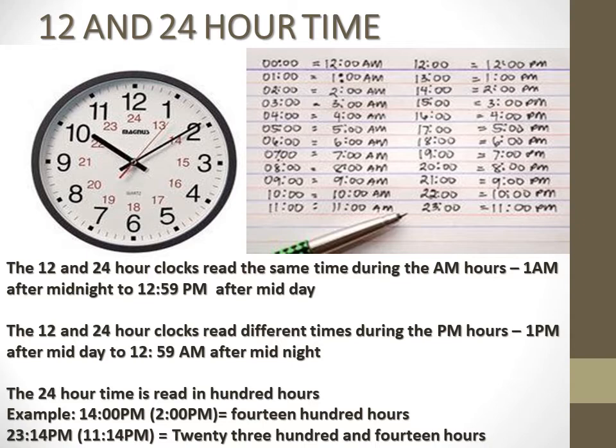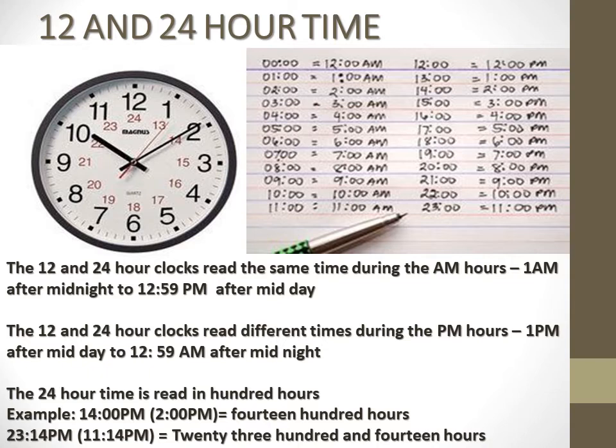So that means the hours are still the same. The only time the hours are different is this. So the only time it reads the same time is when the time is 1 a.m. again after the midnight. Okay? All right, I know you understand that. And another thing I want you to know, the 24-hour time is read in 100 hours. I'll tell you how.